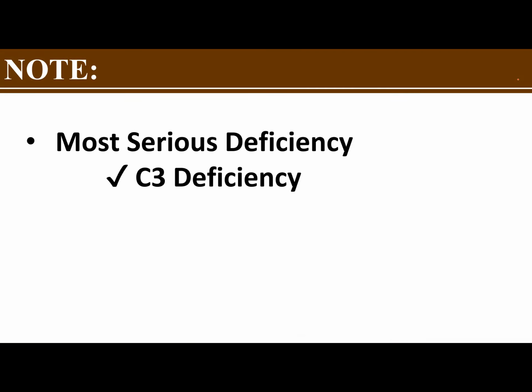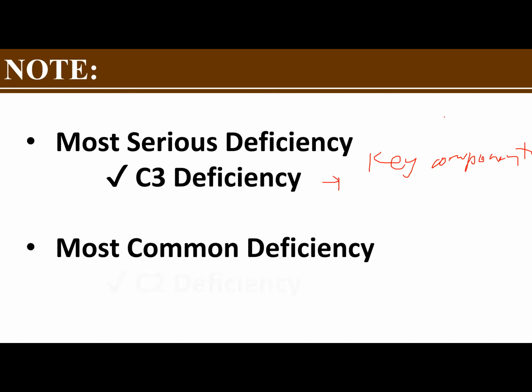Now, the most serious deficiency would always be the C3 deficiency. Why? Again, the C3 is the key component of all your pathways. Without C3, the complement activation cannot be completed. Well, the most common deficiency is the C2 deficiency. Even if your C2 is absent, somewhat the complement pathway will still continue, but it would be a weak pathway. So that basically ends module 4, the complement system.